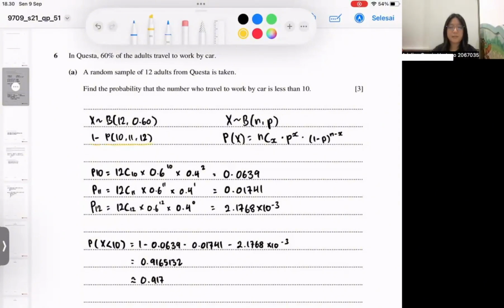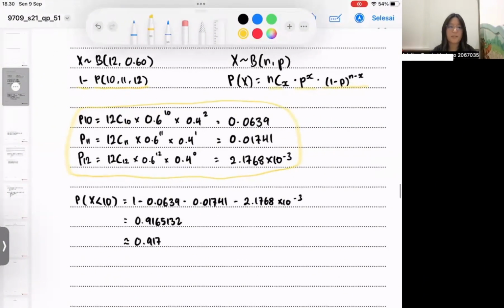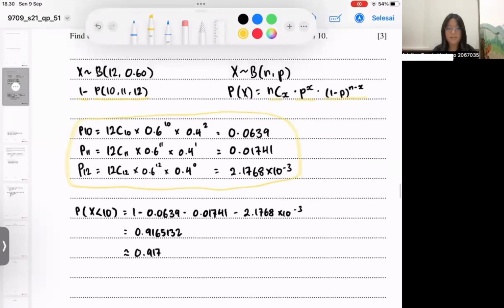For this, we will be using the formula P(X = x) equals the combination of the total sample choose x, times the probability of success to the power of x, times the probability of failure, which is 1 minus p, to the power of the total sample minus x. Using this formula, we are able to find the probability of 10, 11, and 12 as written on the sheet. After you have found these, we use the complement and input it into the function I've written on top, which is 1 minus the probability of 10, 11, and 12. And at the end, you'll get the final result of 0.917.